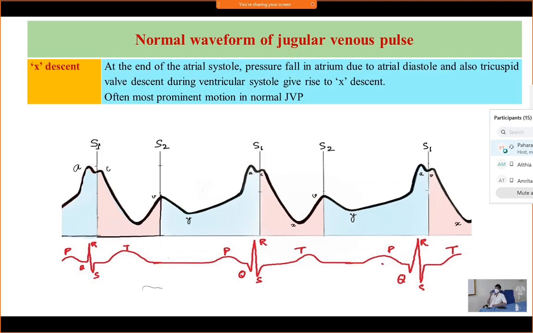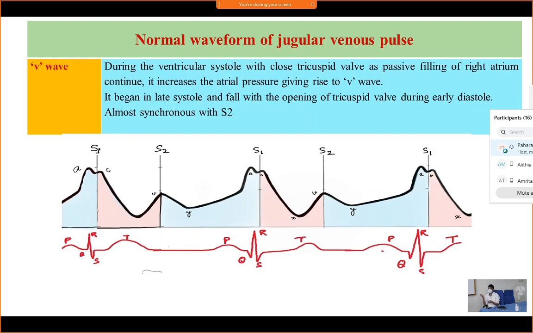Then the X descent. At the end of atrial systole, what happens? The pressure falls in the atrium due to atrial diastole, and also the tricuspid valve descends during ventricular systole, and this gives rise to the X descent. And this is the most prominent motion in normal JVP. As we already discussed, the descent is better seen in the jugular venous pressure, so this is the most prominent motion while examining the JVP. Okay, that is the X descent. Then the V wave. What happens during ventricular systole with the closed tricuspid valve?